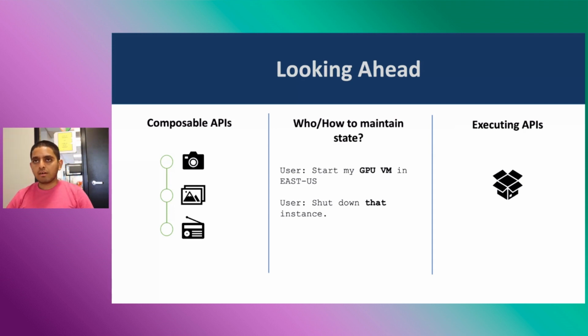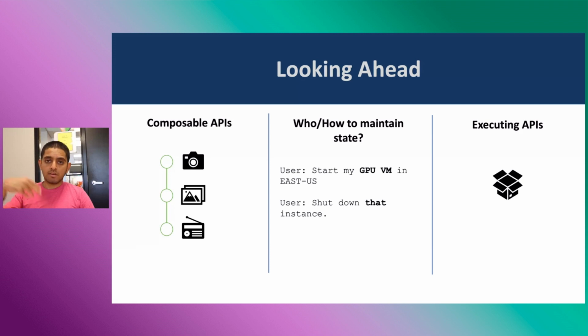The second, and more critically, is who maintains state and how do you maintain state? One example: if the user says, hey, start my GPU VM in East US, and then the user says, shut down that instance, what is that referring to? Especially what if this happens to be spread across some time? How do you maintain state? Is the LLM going to maintain state?